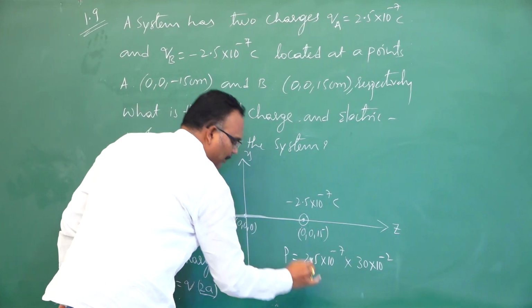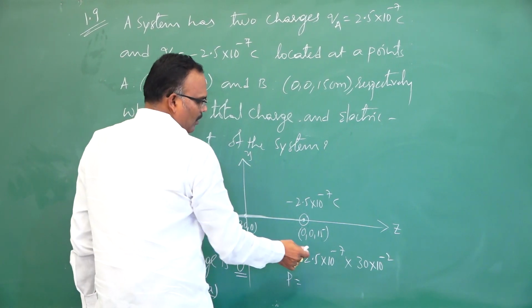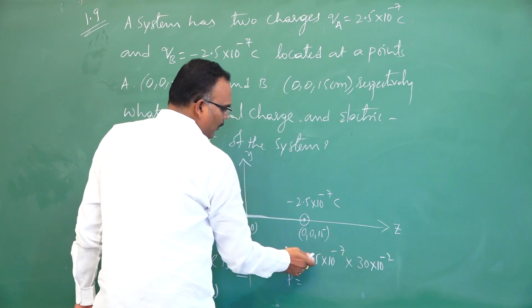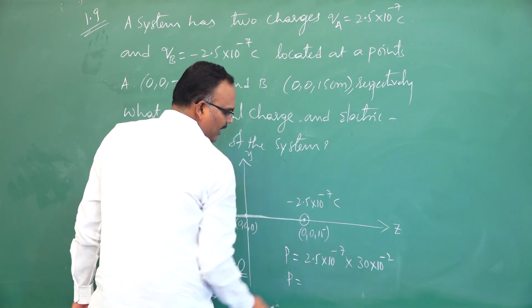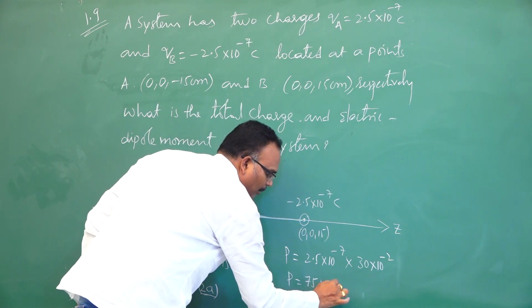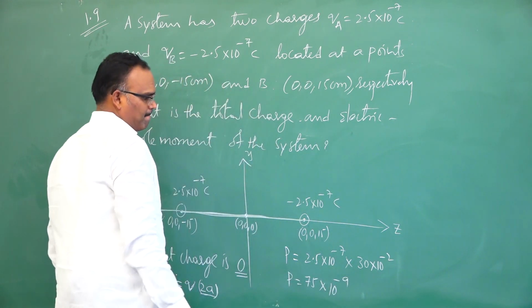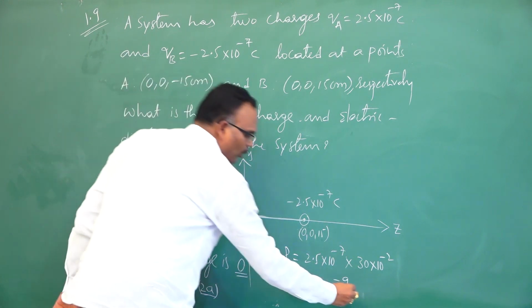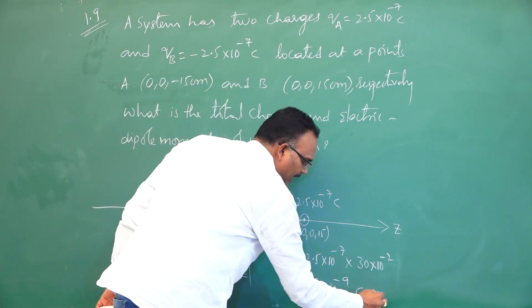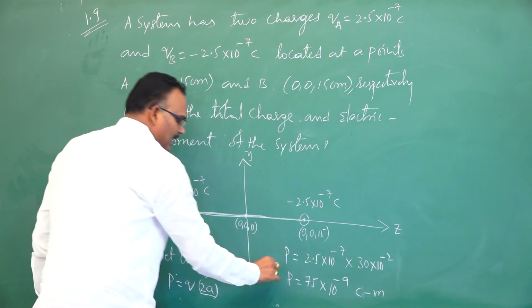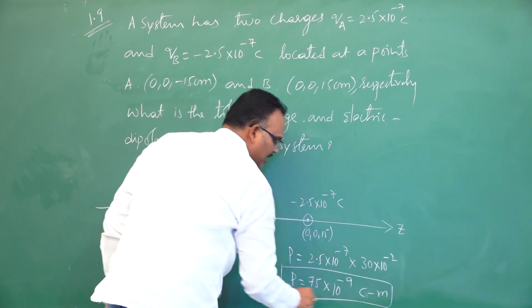So dipole moment P is equal to, see, 25 multiplied by 3 is 75. 75 into 10 to the power of minus 9. Dipole moment unit is, charge unit is coulomb, distance unit is meter because I have converted centimeters into meters. So this is the dipole moment magnitude.